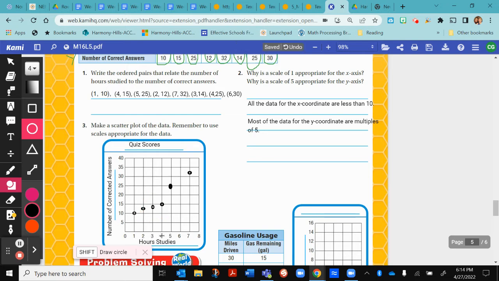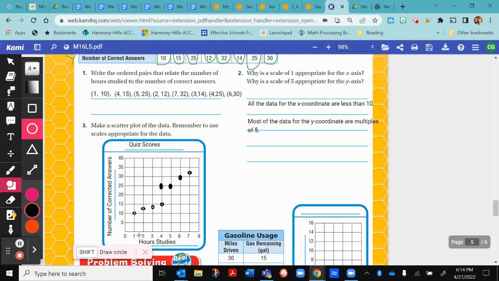Next is (4, 25), and I'm going all the way up to 25, putting it right on those lines that intersect. And then I have (6, 30), and I'm coming up right here. All right, make sure that you have, let's see, I had a (3, 14). I'm going to kind of move that dot. That's about right. So I have that (3, 14).